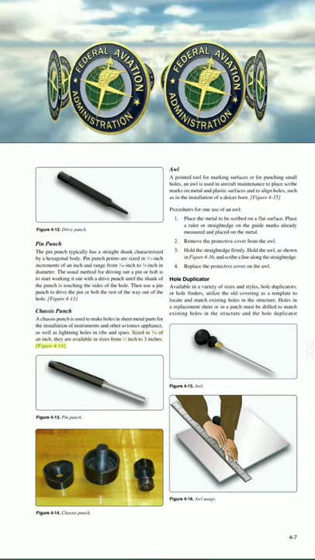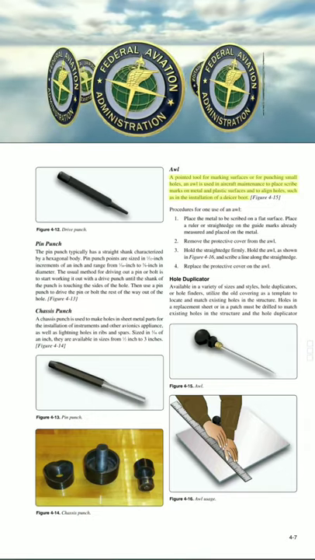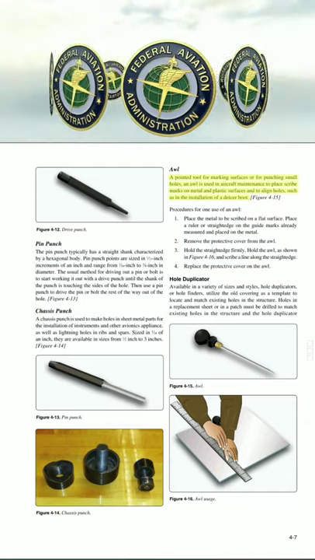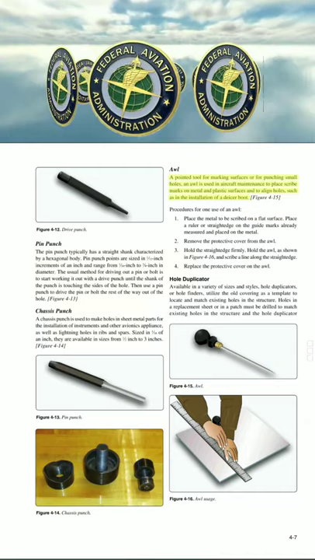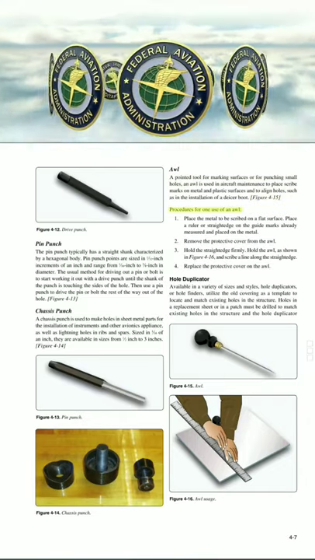Figure 4-14. Awl. A pointed tool for marking surfaces or for punching small holes, an awl is used in aircraft maintenance to place scribe marks on metal and plastic surfaces and to align holes, such as in the installation of a de-icer boot. Figure 4-15. Procedures for one use of an awl.